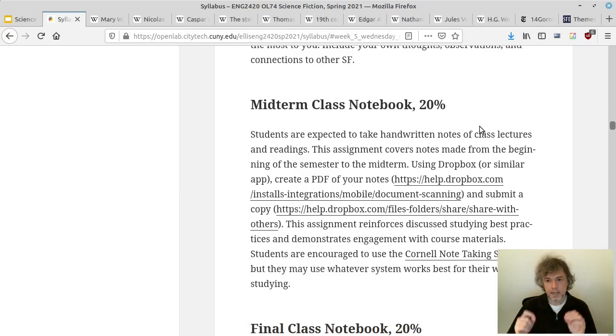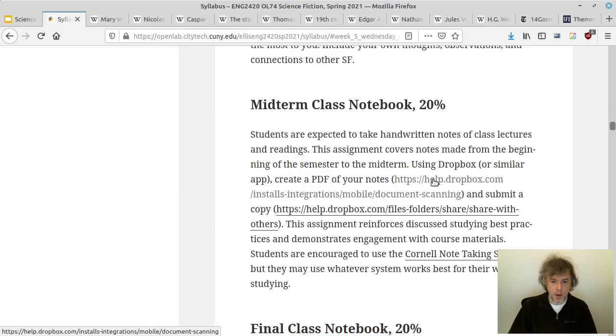Because again, all I'm looking at is best effort on your part. I'm not going to be saying, oh, this person didn't use the Cornell method. I'm not like that. I want this to be beneficial for you as a learning experience, but also for you figuring out how best to make notes on your own. Now, on the syllabus, I gave you links for creating a PDF of your notes using either the Dropbox app that you can download for free. You can create a free Dropbox account to create this with.